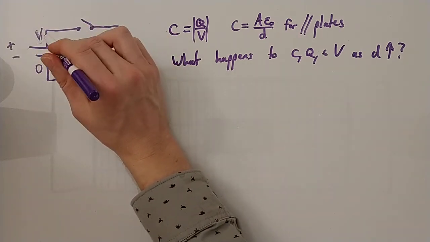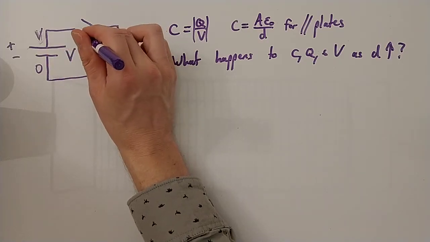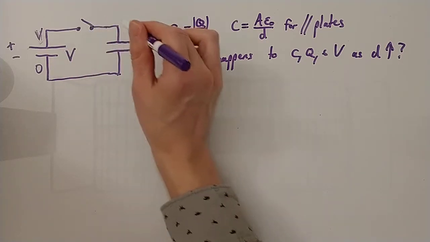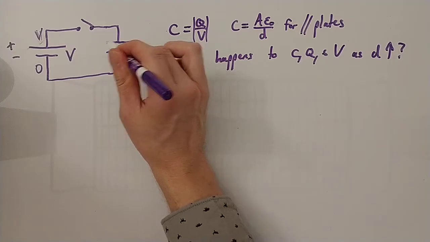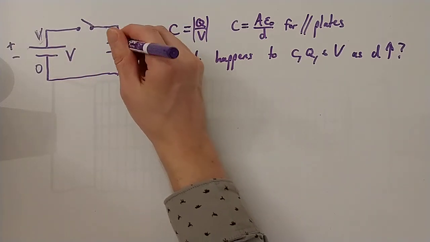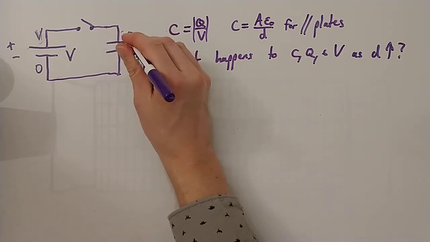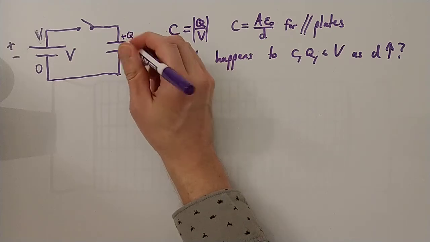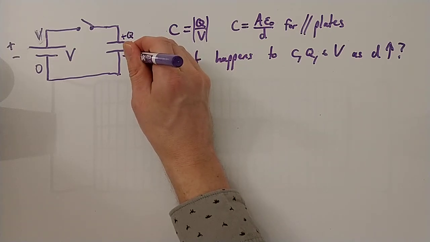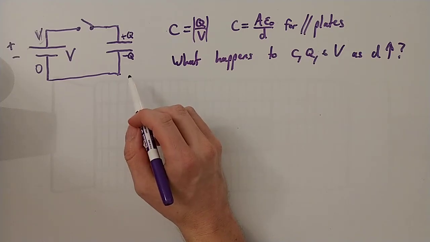And then we'll imagine that this particular circuit has a switch in it. First we'll close the switch and let this capacitor get charged up. So some charges will flow off of the battery, and you'll get a charge plus Q up here on the top of the capacitor. And if the top of the capacitor has charge plus Q, then to balance, you end up with charge minus Q down here on the bottom of the capacitor.